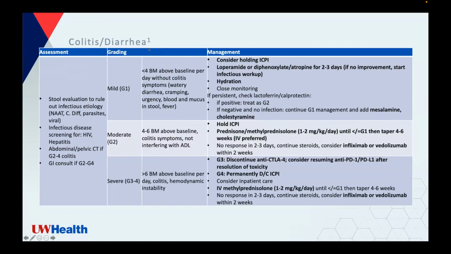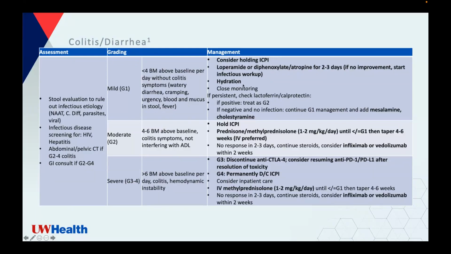So with patients who have less than 4 bowel movements above baseline and they don't have symptoms of colitis, that's watery diarrhea, cramping, urgency, blood and mucus in the stool, we'll consider holding the ICPI, but we'll probably trial them with loperamide or Lomotil, Imodium and Lomotil for 2 to 3 days to see how that works. If there's no improvement, we'll think about starting an infectious workup. Hydration is another thing to really think about as well in these patients.